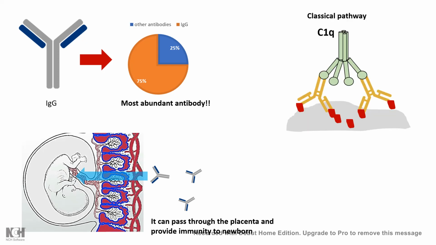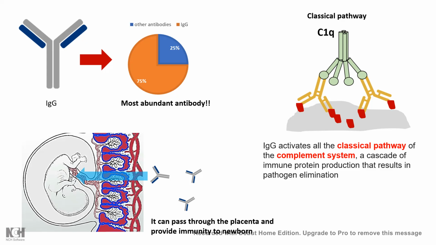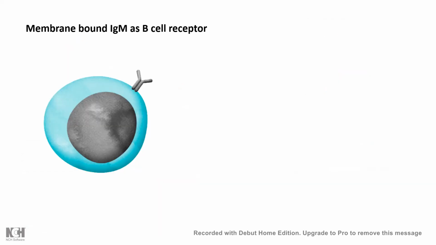Other than these functions, IgG can also fix complement and take part in complement-mediated attenuation processes. In that situation, IgG is super important, and its complement fixation capability is pretty high. Next, we talk about IgM.